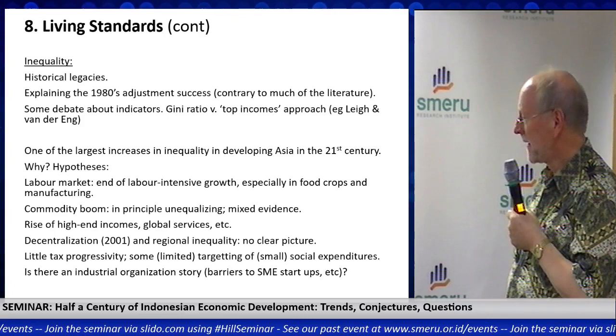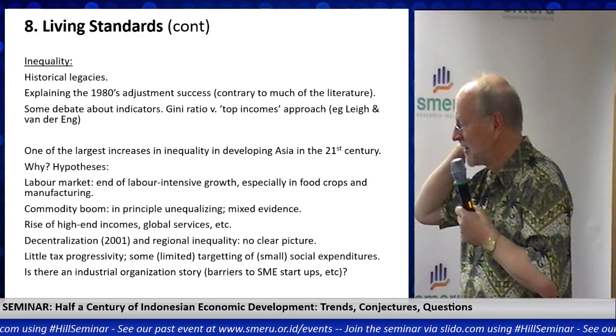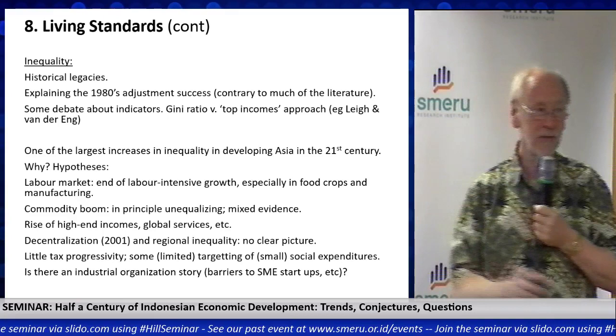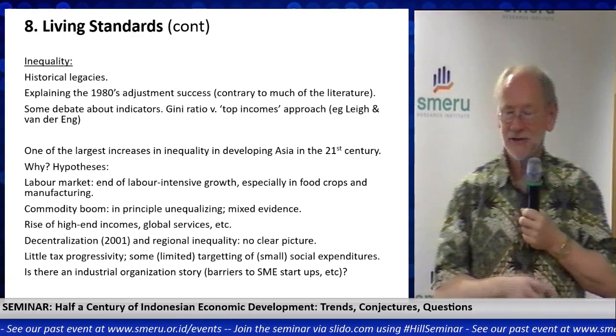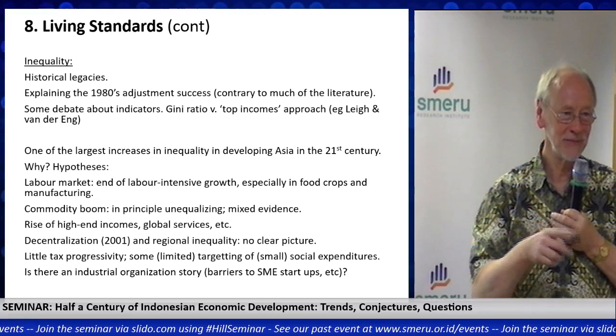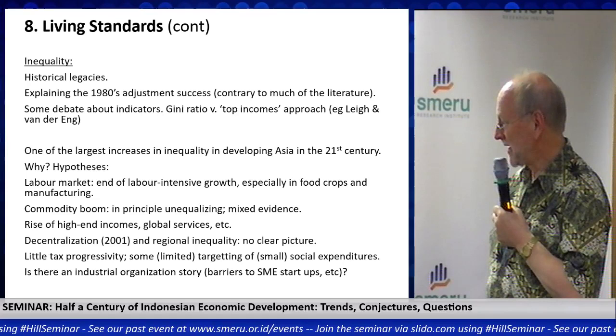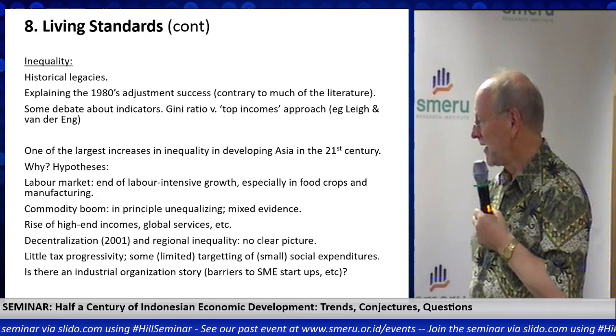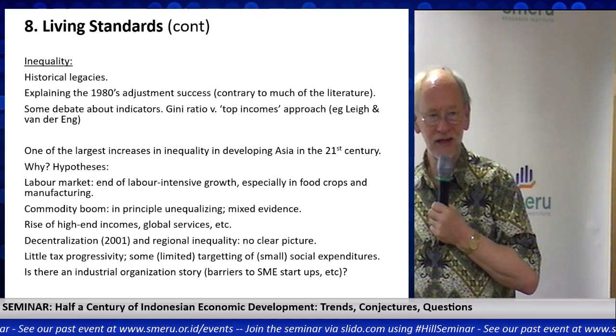And these are my hypotheses, or at least questions, for why inequality has increased. I think part of the story is labour market. It's the end of labour-intensive growth and labour market segmentation. It's the second commodity boom, although the first commodity boom didn't lead to much increase in inequality. In fact, another one of my colleagues at ANU is working on this, Doni Pasaribu, comparing the two commodity booms. Maybe it's a global story of rising high-end incomes, especially in the services sector, financial services, happening everywhere. Maybe it's decentralization, autonomy, but not really clear. As I showed earlier, it's not obvious that regional inequality has increased.